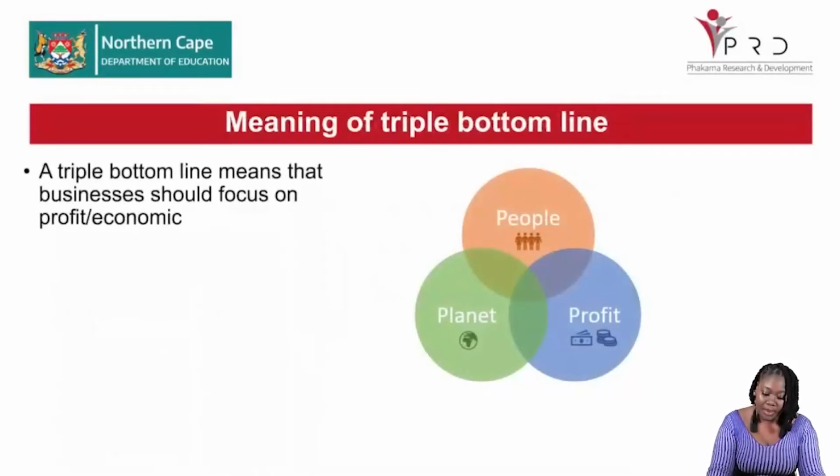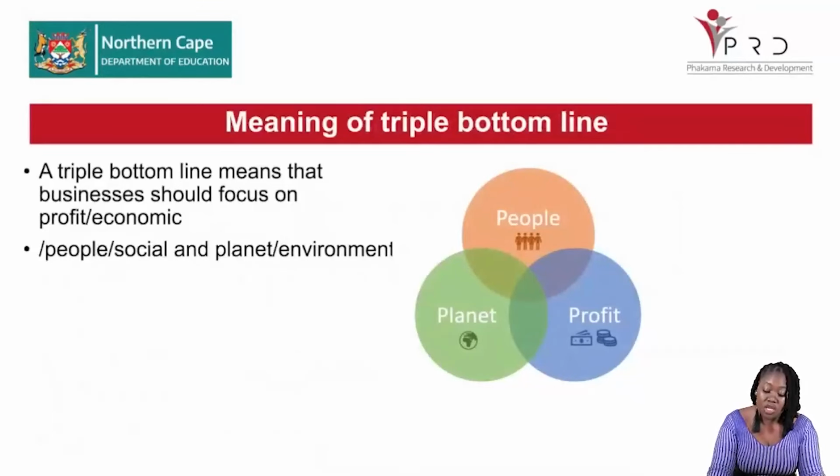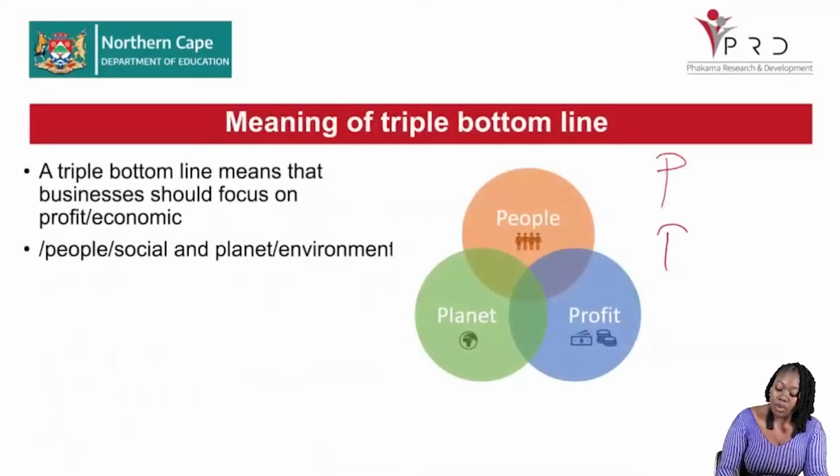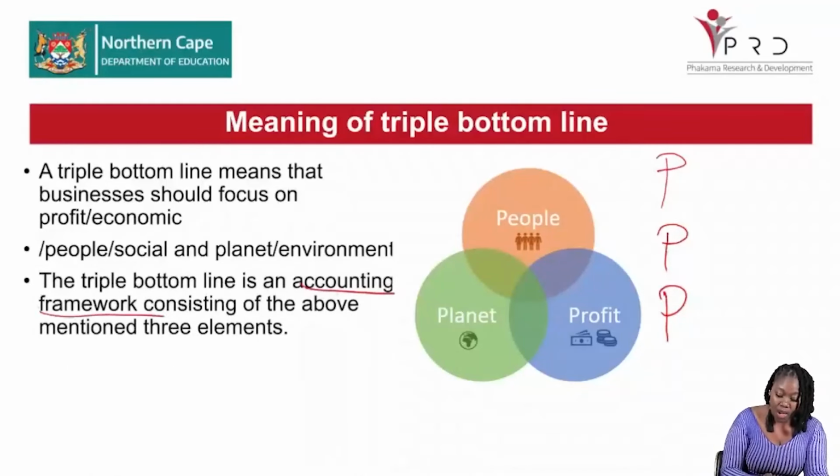What is the triple bottom line? The triple bottom line means that businesses should focus on profit, or rather known as the economy. It should also focus on people or social, and should also focus on planet or environment. So the triple bottom line is known as the triple P, which is people, planet, and profit. Okay, now when you're talking about the triple bottom line, this is an accounting framework that consists of what we already mentioned, the three elements, the triple P, which is people, planet, and profit. So you must know that the triple bottom line is an accounting framework that consists of the triple P.